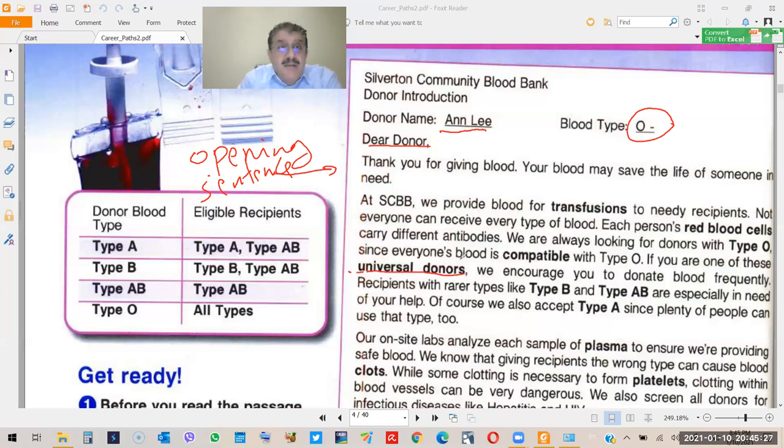Universal donors are people with type O, and as you know, they can donate their blood to other blood types. Type O can donate to all other types: type A, type B, and type AB.